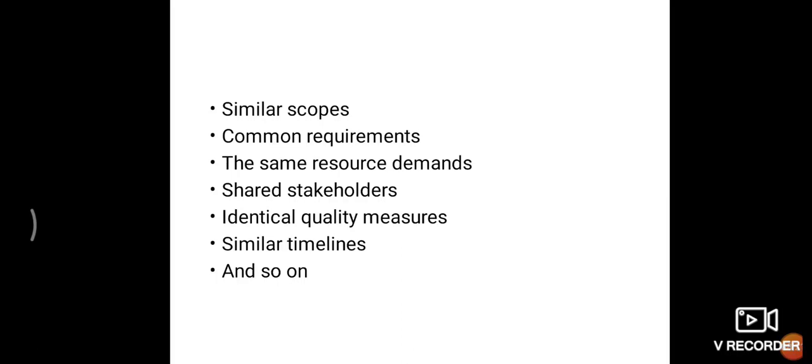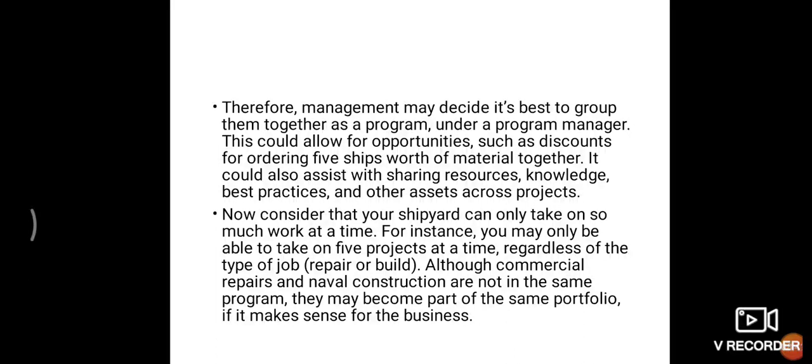And the shared stakeholders, for example, common groups of stakeholders working on a project who also have interest in some other projects. So stakeholder sharing can be an issue in portfolio project management, as can identical quality measures, similar timelines, and so on. Therefore, management may decide it's best to group them together as a program under a program manager. This could allow for opportunities such as discounts for ordering five ships' worth of material together. It could also assist in sharing resources, knowledge, best practices, and other assets across the projects.